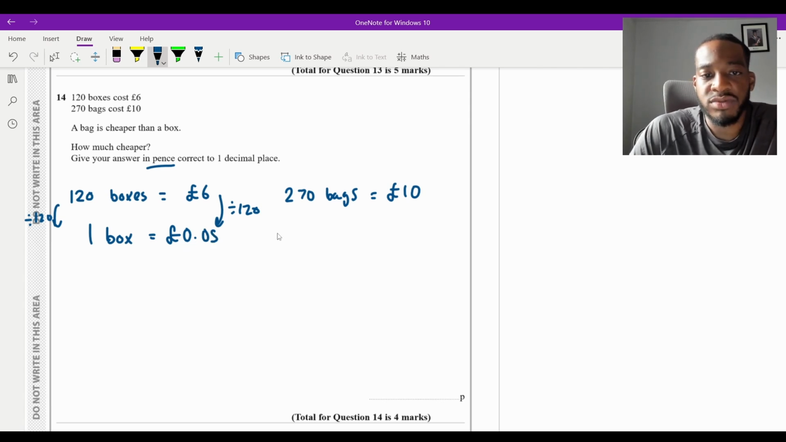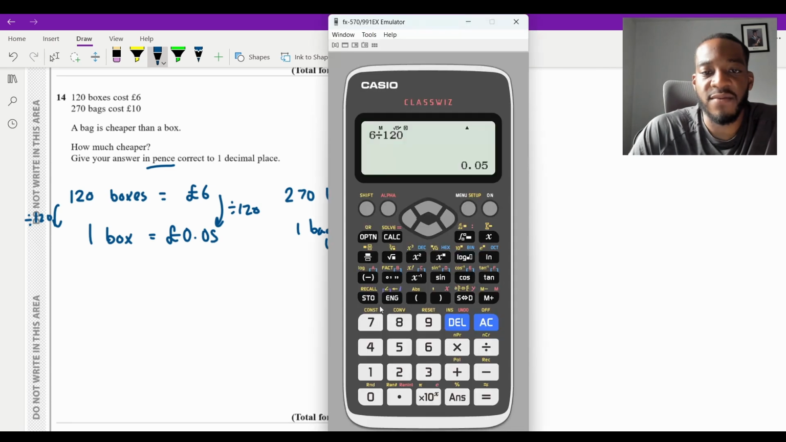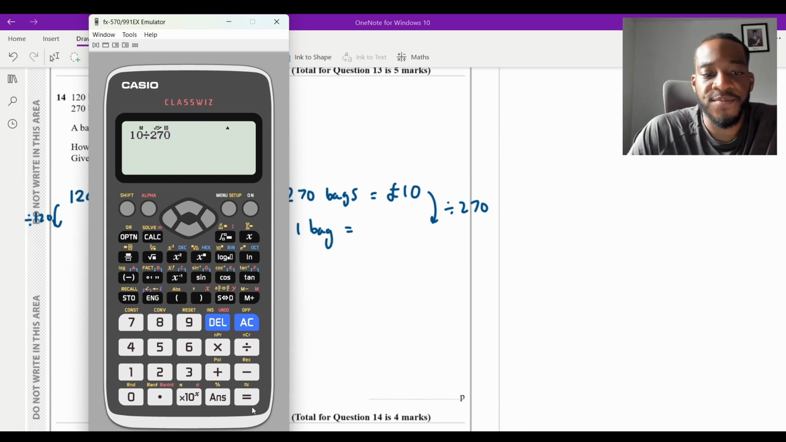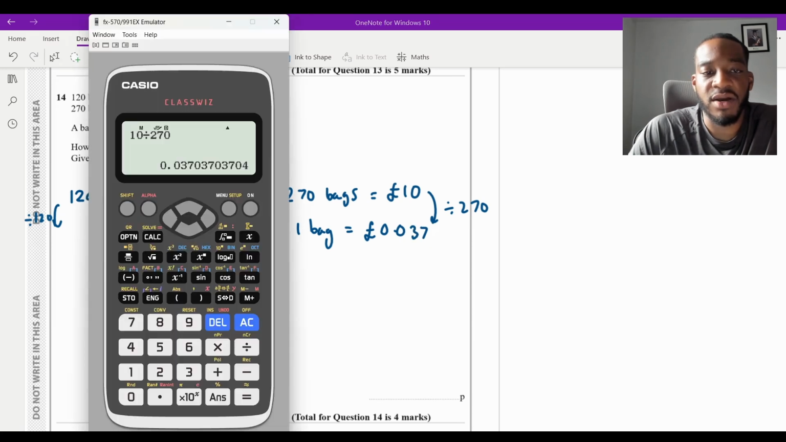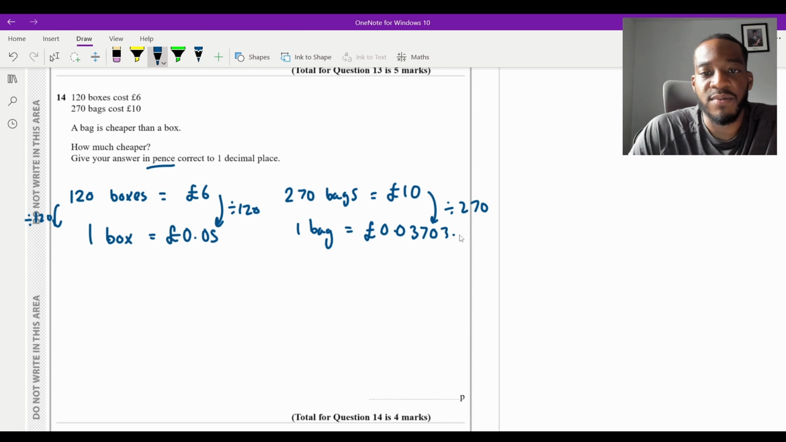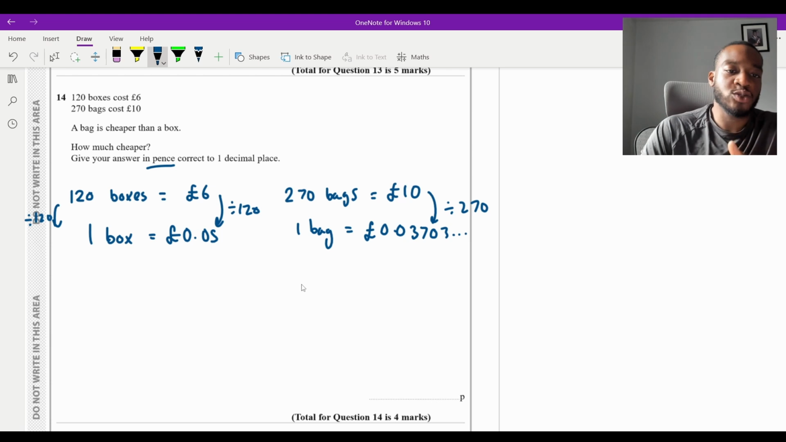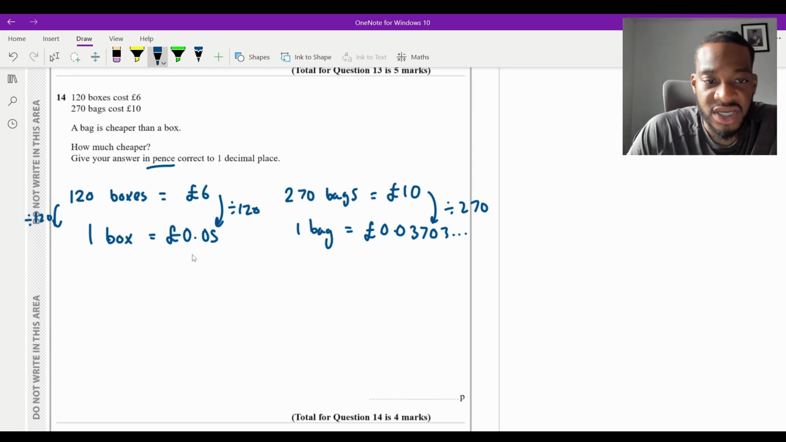And now, this is in pounds, by the way. I'm going to convert to pence in a bit. And then now we need to work out the cost of one bag. And to do this, we need to go from 270 to 1, which means we need to divide both sides by 270, don't we? So I'm going to do 10 divided by 270. That gives me 1 over 27, which is 0.037 and so on, isn't it? So we can see that bags are definitely cheaper. By how much? Well, what we can do now is convert these into pence now.